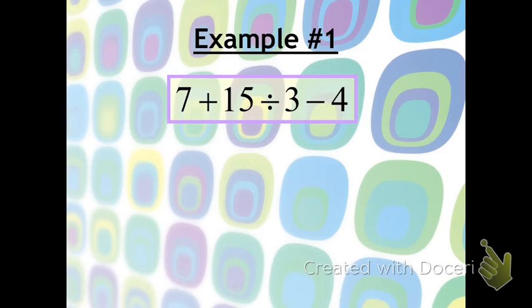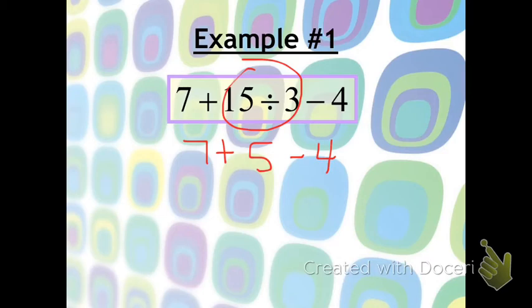So let's try an example here. If I'm going through PEMDAS, there are no grouping symbols, there is no P. So then I can move on to the E for exponent, and there are also no exponents. And then next would be the M and D for multiply, divide, and I do have a division problem. 15 divided by 3 is 5. Then I'll copy the rest of the problem around it.